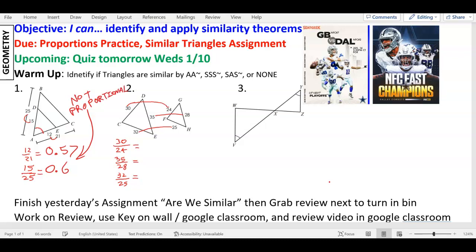So here's my question. Is this SAS if these are not proportional? Okay. No, they're not, right? The fractions have to be equal. So since it's not SAS, it's not AA because I don't have two pairs of congruent angles. It's not SSS because I don't have three pairs and they're not even equal. So this is going to be none because they don't match. None. Does everyone see why? It's because these fractions aren't equal. Okay?